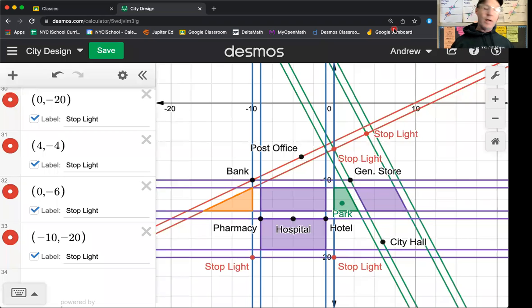Oh, here's a little Owl City. Hopefully I don't get copyrighted for this, but I probably will.